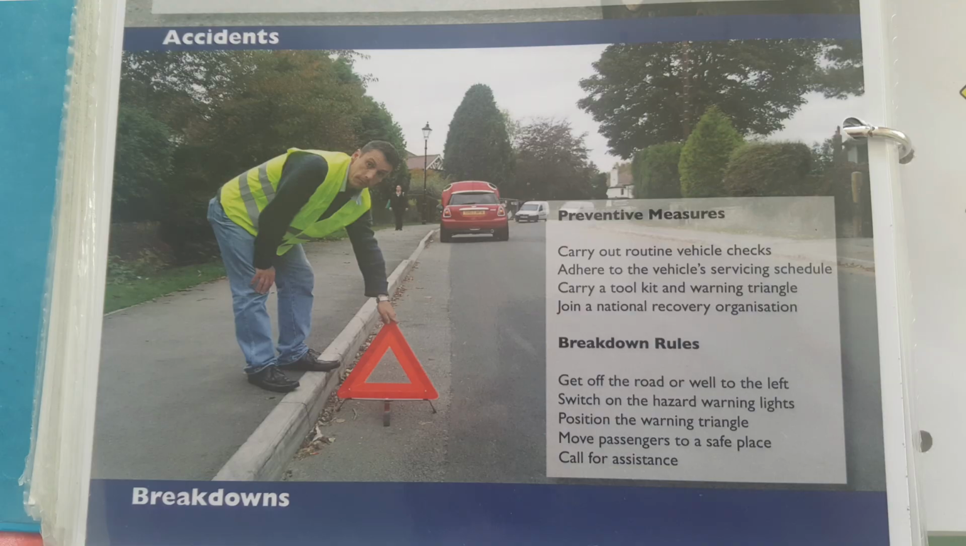Next question then: what does a red warning triangle on the road mean? If you see a red warning triangle, just like this, it means that there's going to be a hazard or a breakdown about 50 to 75 meters up ahead. So be careful, check your mirrors, indicate if needed, and be alert for any accidents or breakdowns on the road.